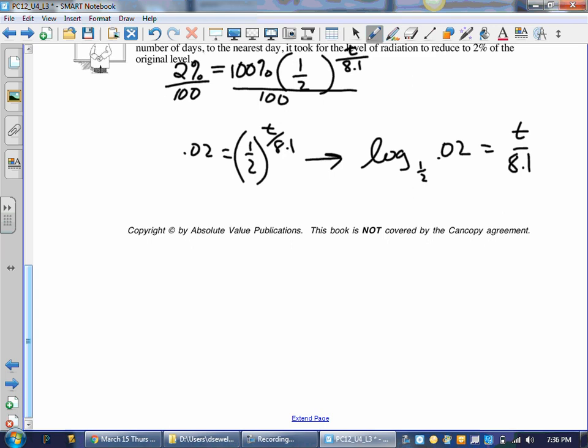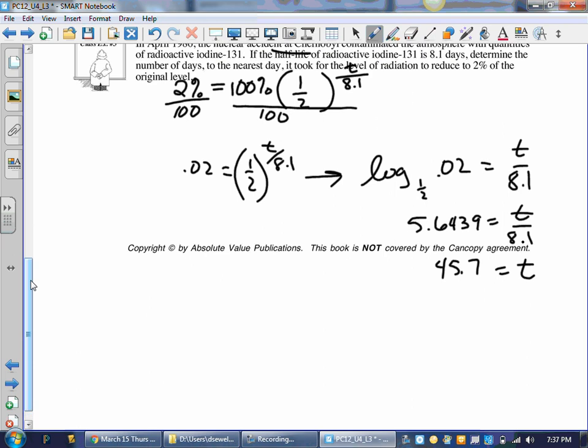Now I can find out what that number was. I'll do it here. The log of 0.02, and then I'm going to divide that by the log of 0.5. And I get 5.6439 is equal to T over 8.1. So now I just cross multiply, so I times that by 8.1. And I get 45.7 equals T. What does it want? Go check. Up here it says to the nearest day. So I'm going to say 46 days. That is my final answer.